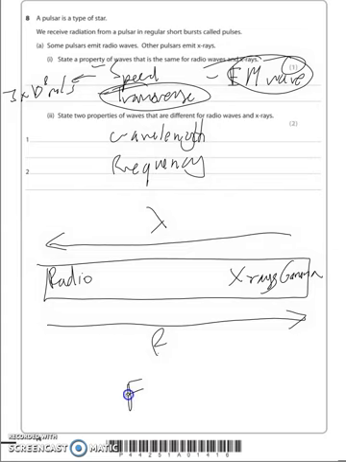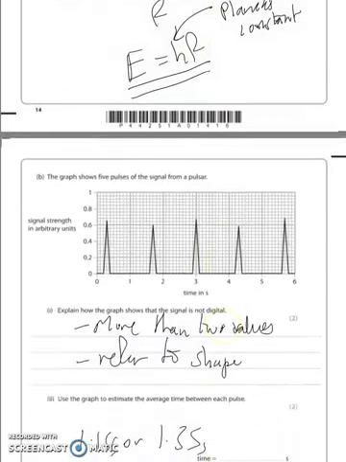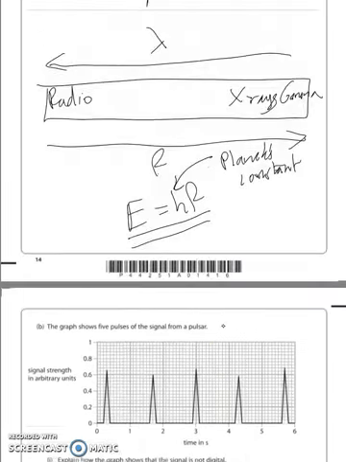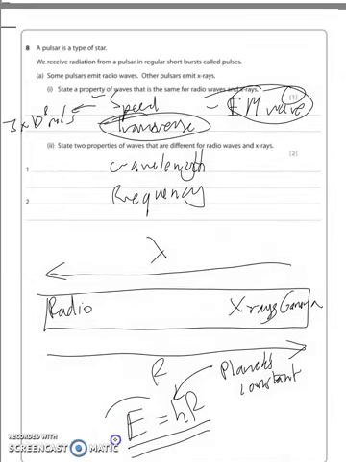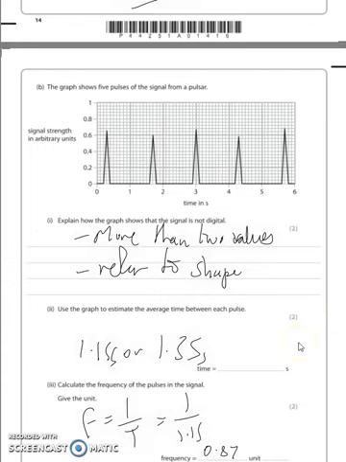Also, if you're very, very clever, the energy of a wave is given by E equals h times f, where h is Planck's constant. So an X-ray has more energy than a radio wave because it has a higher frequency. Just to be clear, this isn't on your syllabus. That's just another way you could have said there was a difference between those two. It is not on our syllabus.